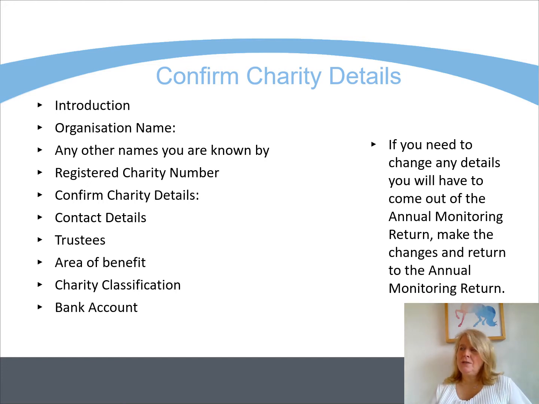The trustee details that you see on this form won't be available online, just bear that in mind. It's only the names that come up online. You'll be asked then to confirm your area of benefit, your charity classification and your bank account.